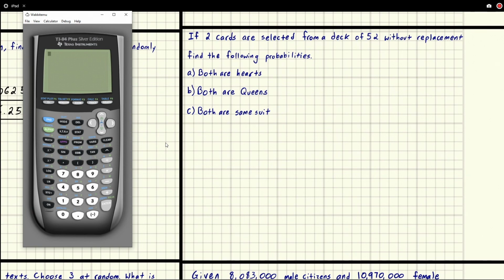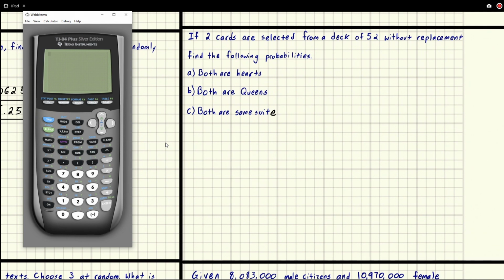Eric Burgess here. If two cards are selected from a deck of 52 without replacement, find the following probabilities. A. Both are hearts. B. Both are queens. And C. Both are the same suit. I believe there's actually an E at the end. I can't remember. Forgive me if I've misspelled that word. So let's go ahead and check this out.